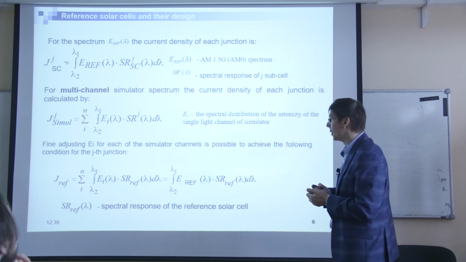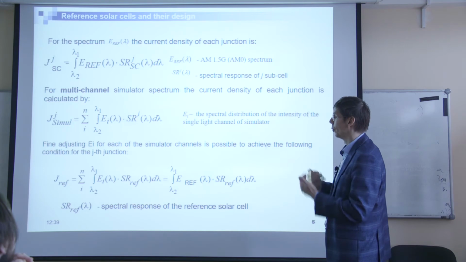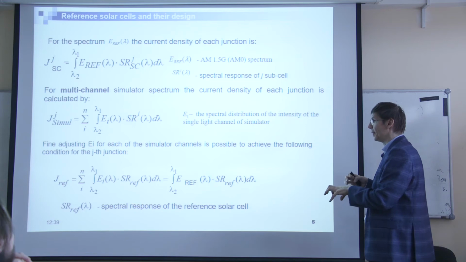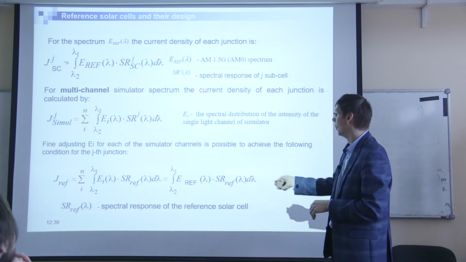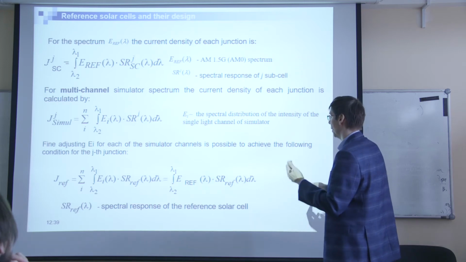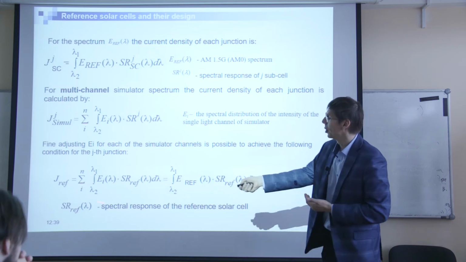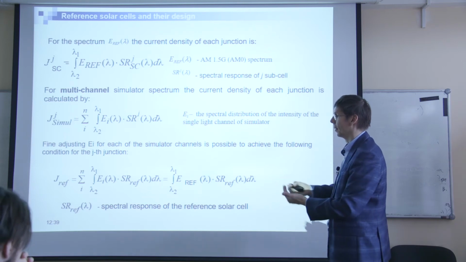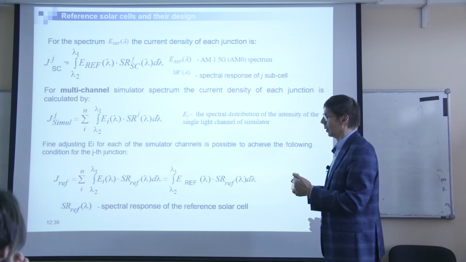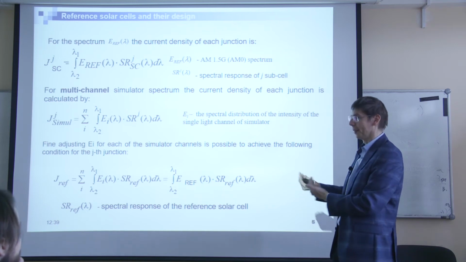generated when your junction is illuminated by the reference solar cell. Actually, for this reason, you use a reference solar cell, and then you should adjust the intensity so that you know the current. Here it's the current of the reference solar cell for this condition, and then you adjust the intensity of the channels to get the same current. If you have, for example, a double junction, you have two reference cells and you make this procedure.